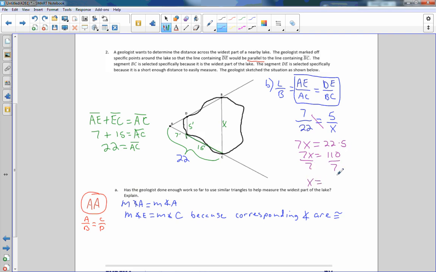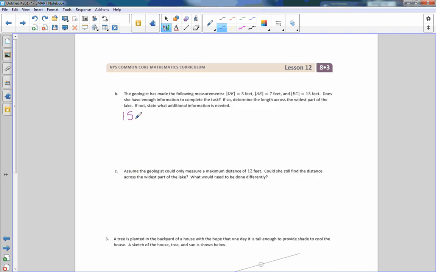X equals... 7 goes into 11 once with a remainder of 4. 7 times 5 is 35 with a remainder of 5. 7 goes into 50 7 times, remainder 1. 7 goes into 10 once. That's far enough. X equals 15.71 feet. Okay, so that's the answer to B. 15.71 feet is the width of the lake at the widest part.